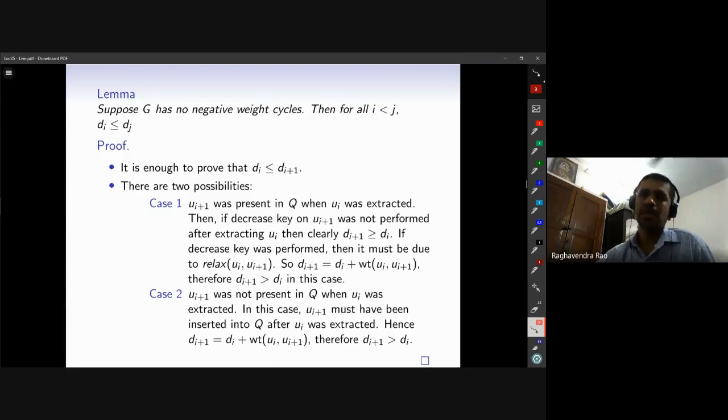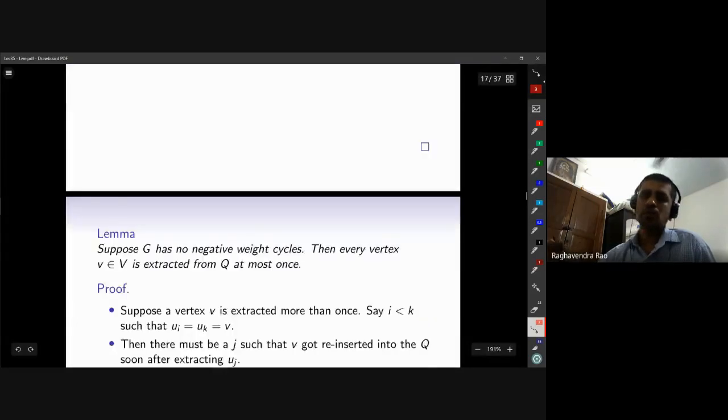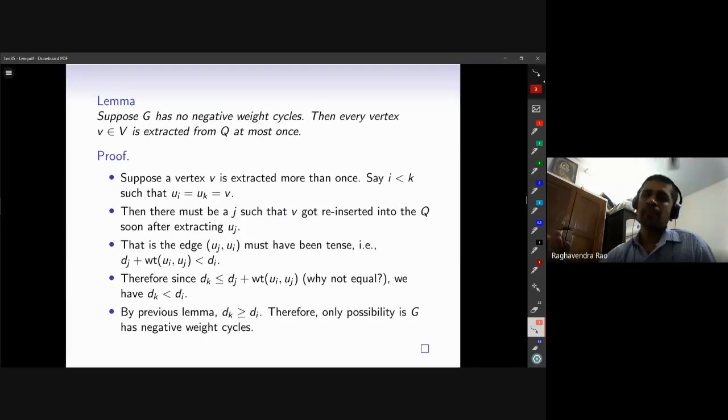That means it enters the queue twice. Again, provided there is no negative weight cycle. Suppose G has no negative weight cycle, then every vertex v in V is extracted from the queue at most once. That means it does not enter the queue twice. We'll prove this first, just to demonstrate the usefulness of the lemma I stated previously, and then I'll prove that lemma too.